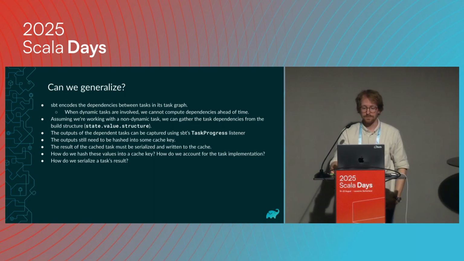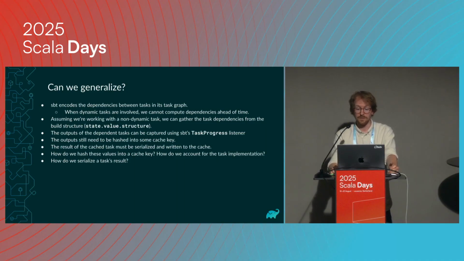So that's the theory, but still in practice there are a few more questions. How do we hash the values? How do we take an arbitrary value that the task can create and create a cache key out of those? How do we account for the task implementation as well? And finally, how do you serialize any arbitrary result that the task can produce?